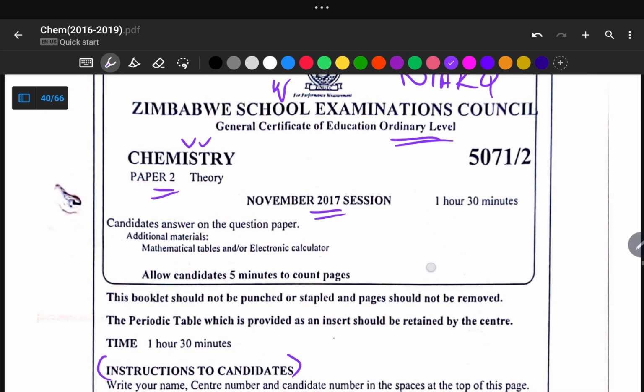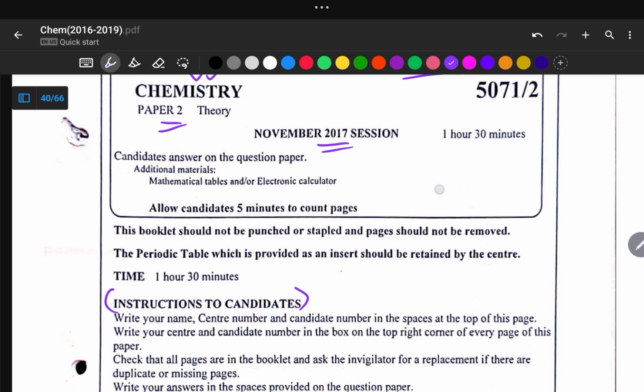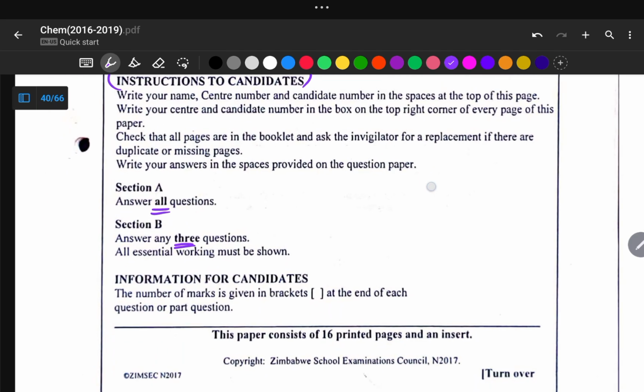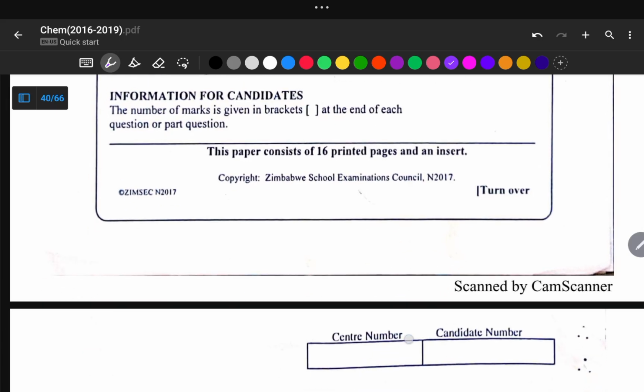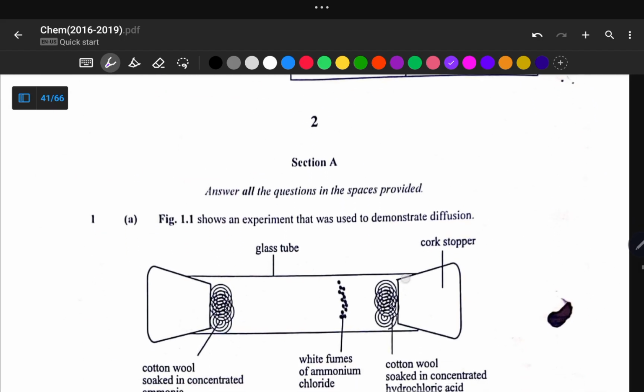So if you're not doing Zimsec, you need only to pay attention to the data, because the stoichiometry for Zimsec is still the stoichiometry for Cambridge. So what matters is the data, right?